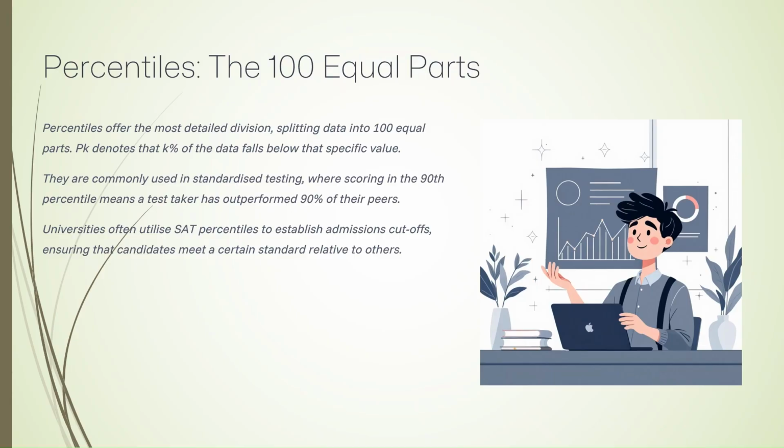Percentiles. Percentiles divide the dataset into 100 equal parts. Therefore, there are 99 percentiles, denoted by P1 to P99. Sometimes we write it as the kth percentile, Pk. Percentiles are widely used in educational testing, competitive examinations, and health and growth studies. They help compare an individual's performance with that of a large group.